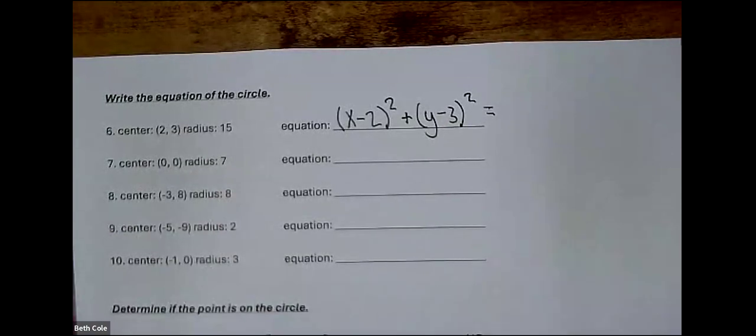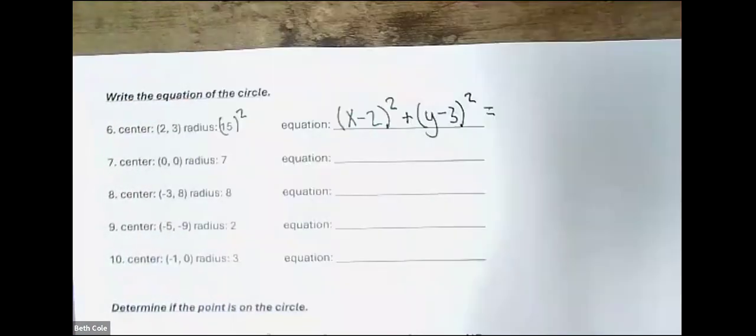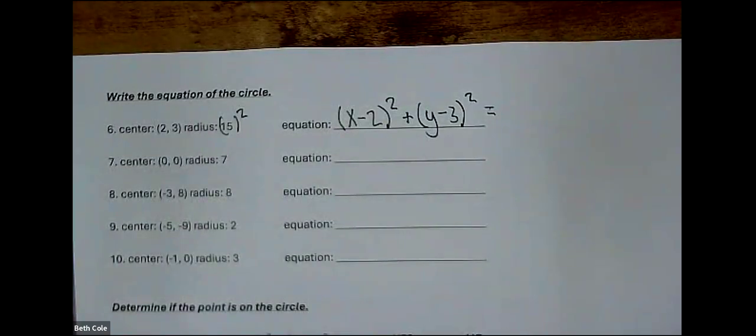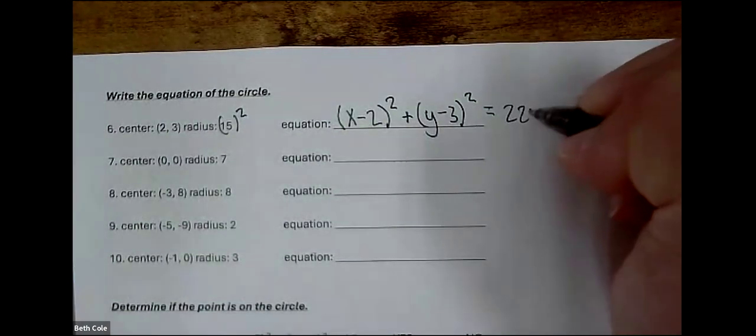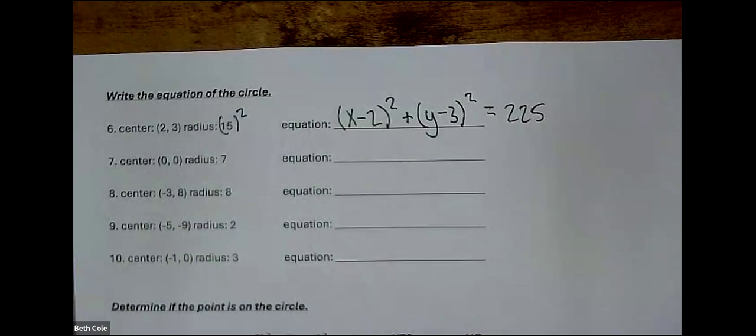Equals. Now, on the other side of the paper, we were doing square root. This time, we need to square that number. 15 squared is 225. I only know that because I am a math teacher. I don't really expect you to know that. But you could type 15 squared in your calculator, couldn't you?